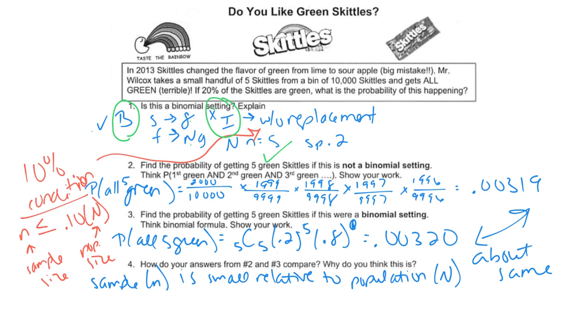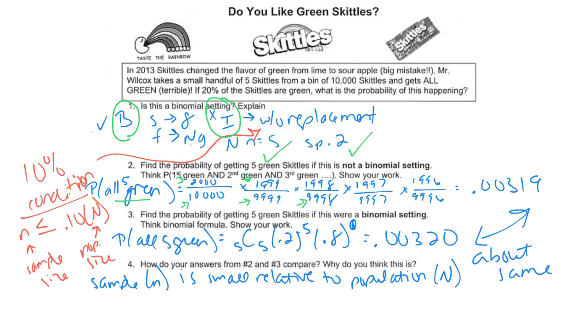I do have a set number of trials at 5 because I pulled 5 Skittles. And I have a set probability here of 0.2. Assuming that the Skittles are evenly distributed at 5 different flavors, 20% of them are going to be one flavor. So let's find the probability of getting 5 green Skittles if this is not a binomial setting. The probability of getting all 5 to be green: initially, before I grabbed any of them, I had 2,000 green and 10,000 Skittles. Then I grabbed one, so now I have 9,999 Skittles, and I got a green one, so now I have 1,999 green Skittles.